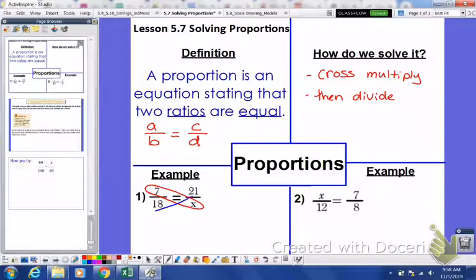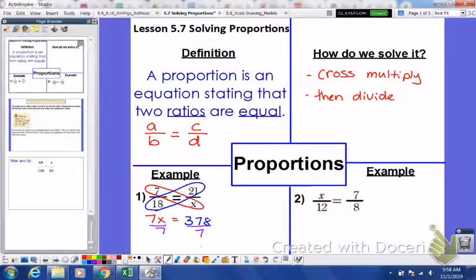Our 7 and our x go in one bubble, 18 and 21 go in the other, and you're going to multiply what is in those bubbles. So 7 times x gives us 7x. 18 times 21 gives us 378. Again, you're multiplying across your equal sign. So 7x equals 378.